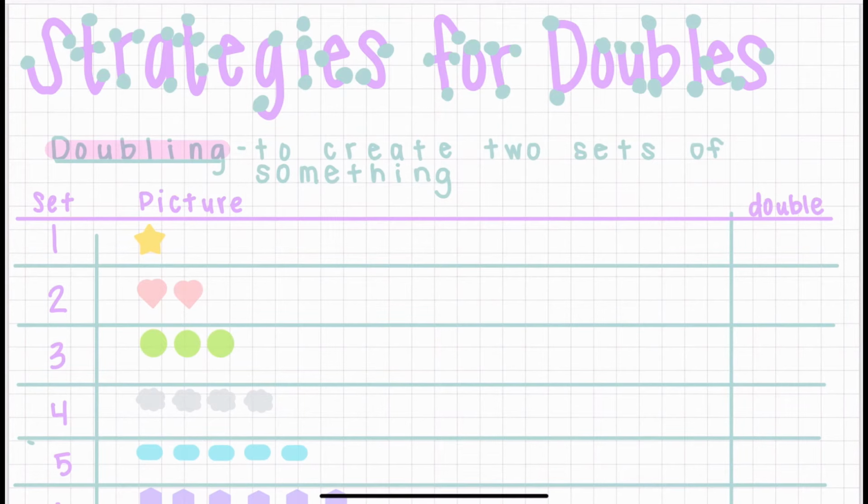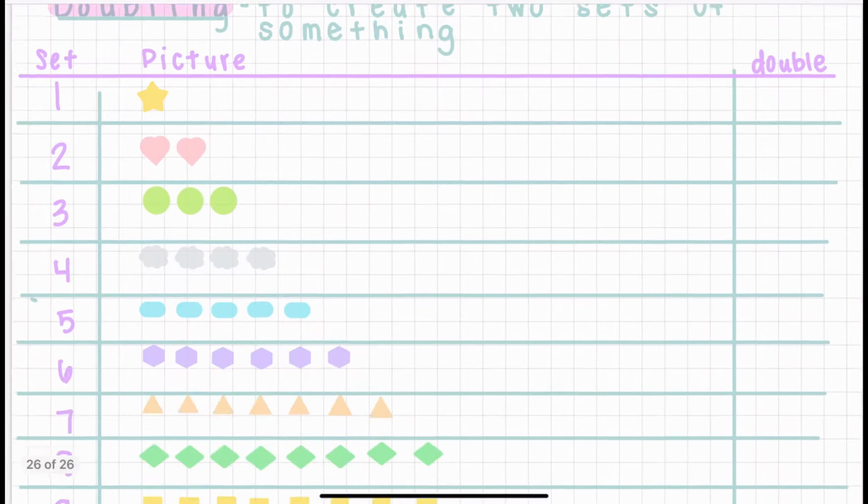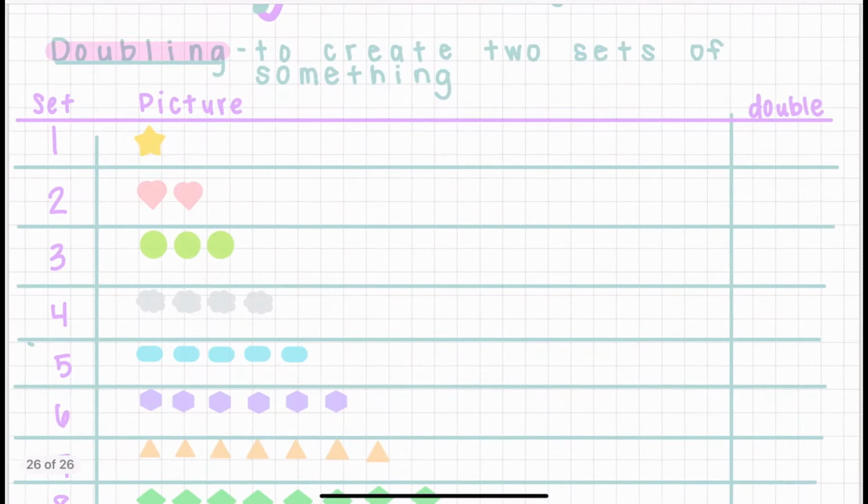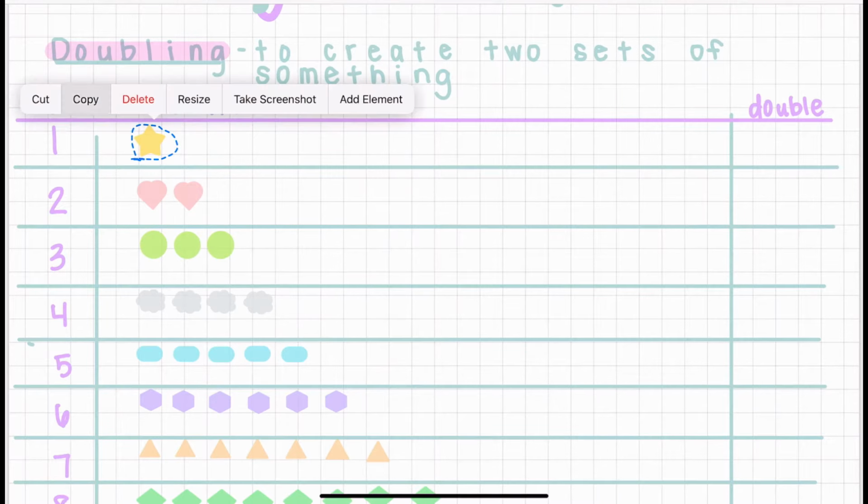And in this video we are going to talk about strategies for doubles. Okay, so doubling means to create two sets of something. So we're going to do that here with these numbers, 1 through 9. So when we're doubling, we could think of it as making a copy.